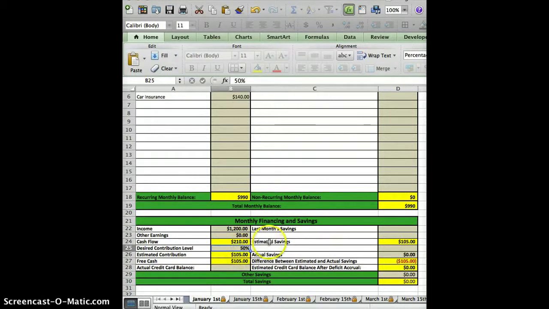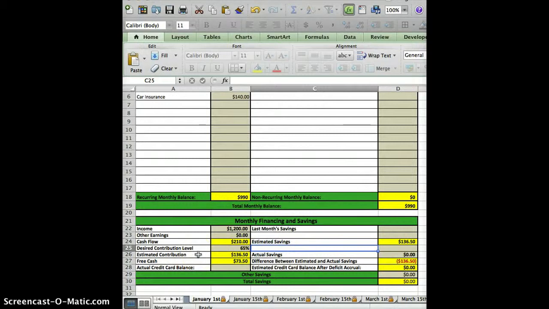The desired contribution level is the percentage of your cash flow that you would like to save. So let's say you want to save 65% of whatever you have left over from that bill. You can see that your estimated contribution here is that you would need to put $136.50 in the bank. So ideally, and this is probably one of the most important concepts that I can teach, is that you want to pay yourself first.